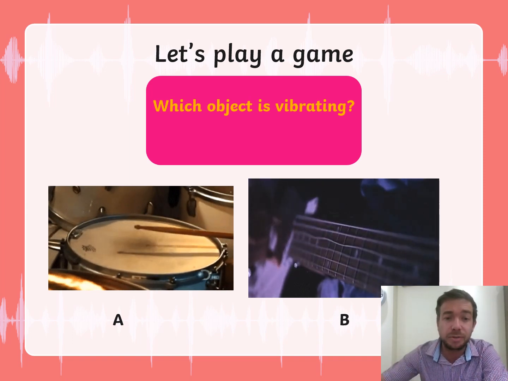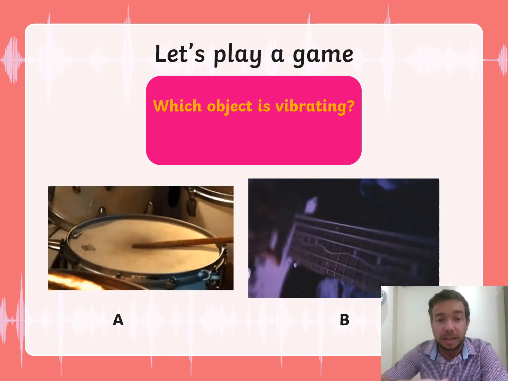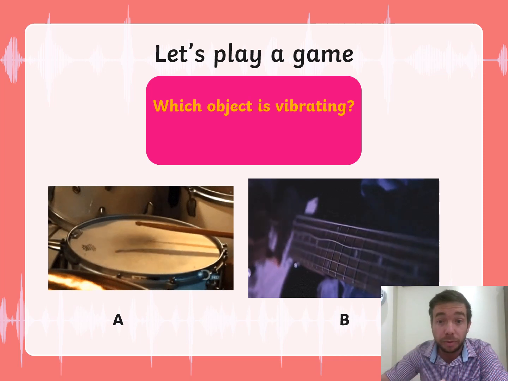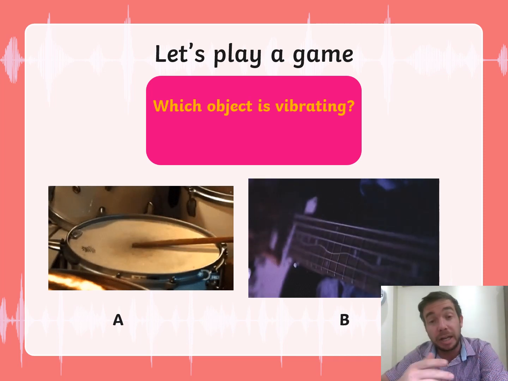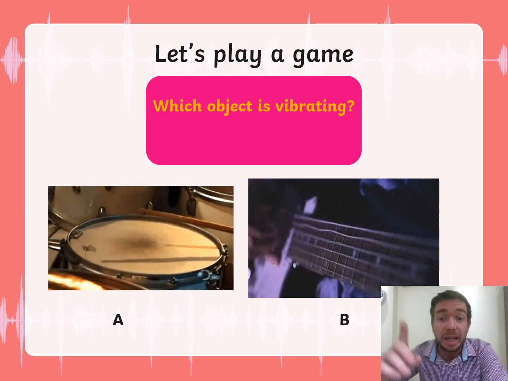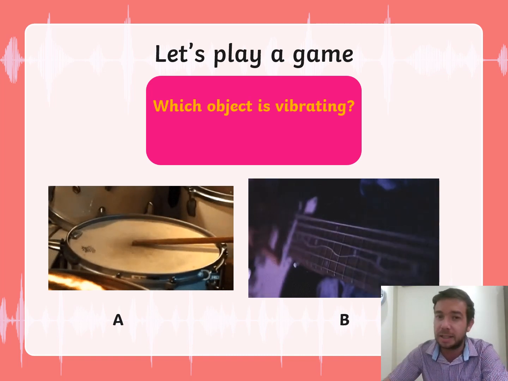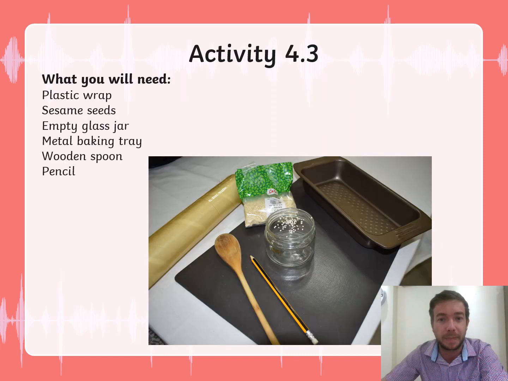As you can see, as the drum is being hit, the top layer of the drum is vibrating, moving backwards and forth. A very quick movement. If you have a look at the guitar string, it's also vibrating and moving backwards and forth. So well done if you said both of them.